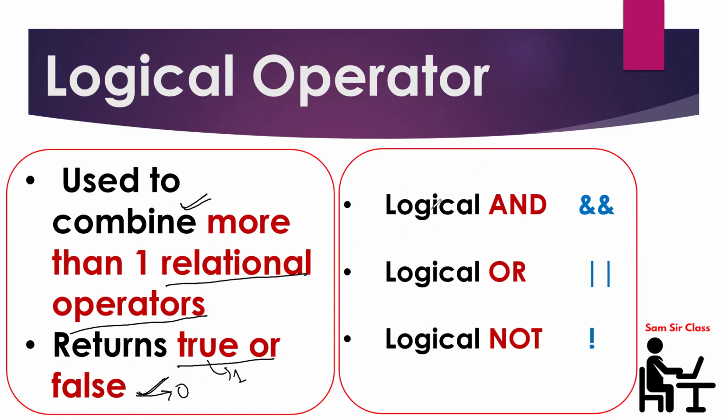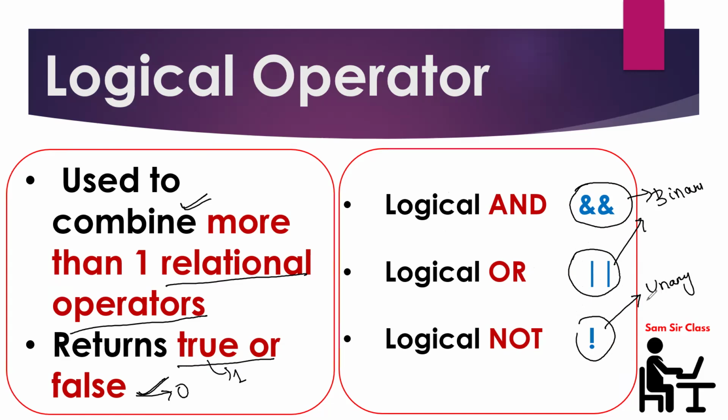There are three different types of logical operators available. One is the logical AND, which is represented by this symbol. Logical OR will be represented with this symbol. And finally, the logical NOT operator. AND and OR are both known as binary operators, but logical NOT is known as a unary operator.